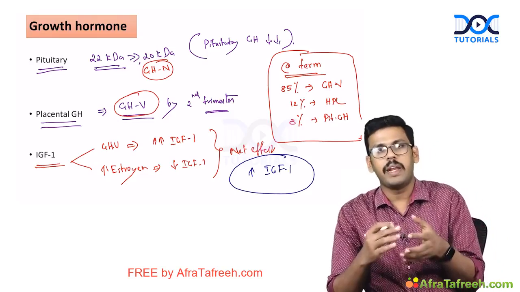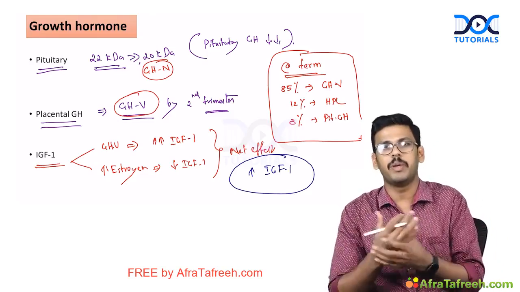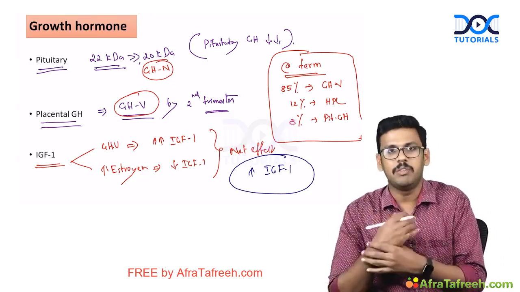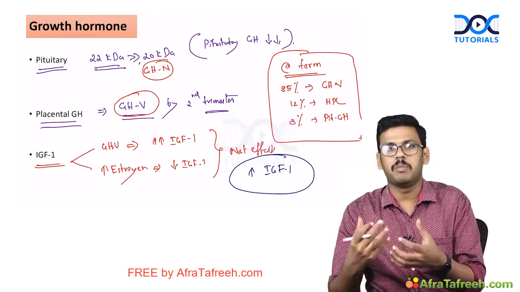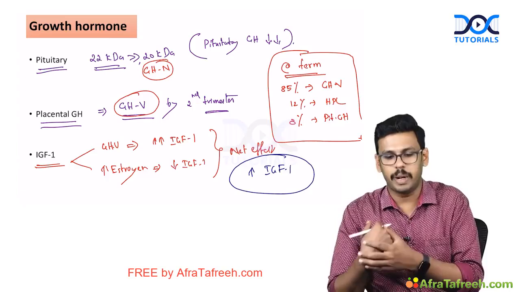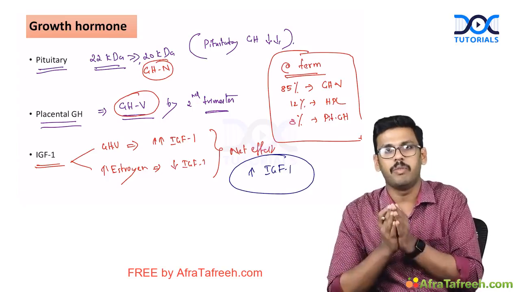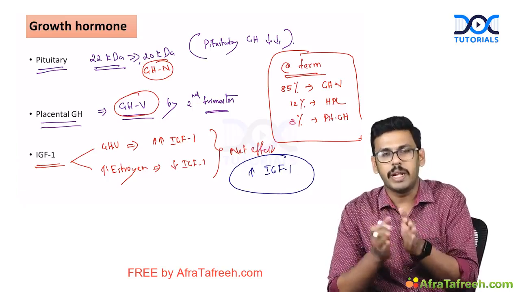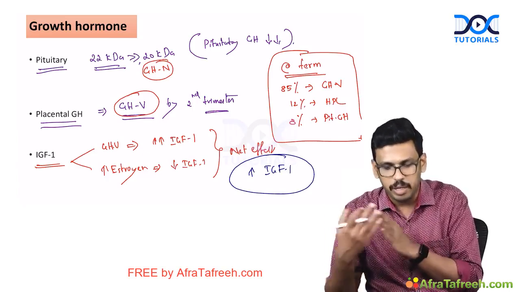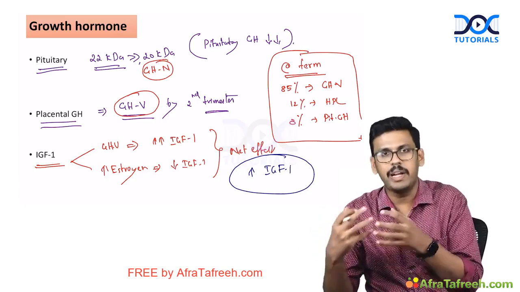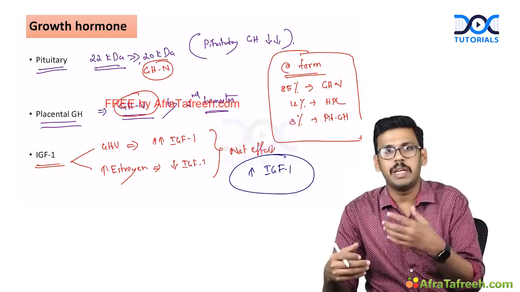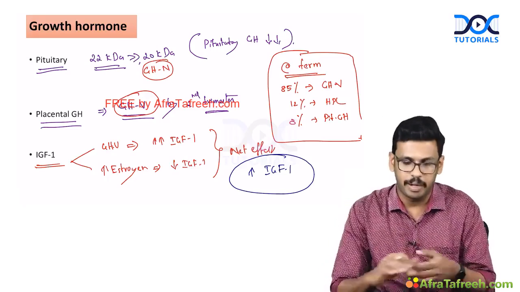The growth hormone variant which increases so much during pregnancy stimulates IGF-1 production, but the estrogen concentration which is increasing during pregnancy acts at the level of the liver to reduce the growth hormone-induced IGF-1 secretion. But in an average or net effect, the IGF-1 levels will be increased much more than in the pre-pregnant state.